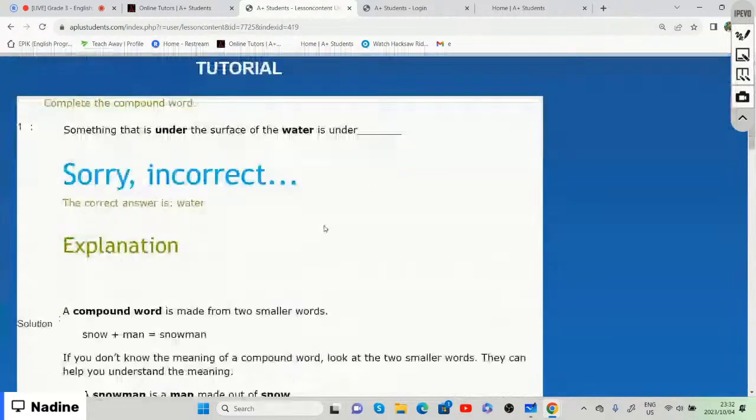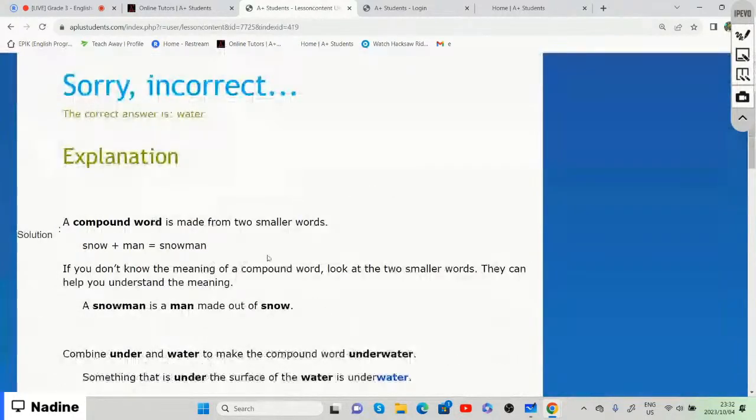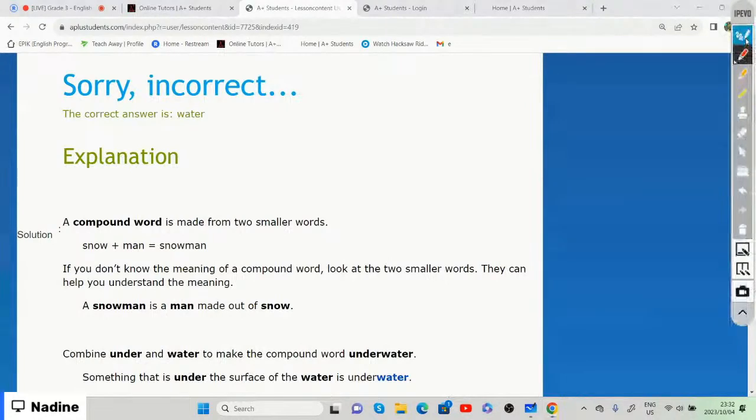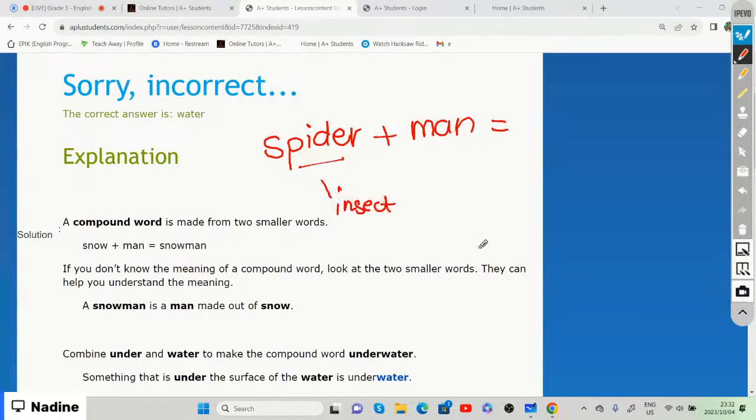So with compound words, remember I said that it is two smaller words. So sometimes the one word, for example, will mean something and the other word will mean another thing. But once you put it together, the meaning of that word totally changes also, right? Like for example, spider plus man. Let's quickly just choose a common one, right? So a spider, right, is like a little insect that crawls. So that is a spider. And a man is, of course, a human male.